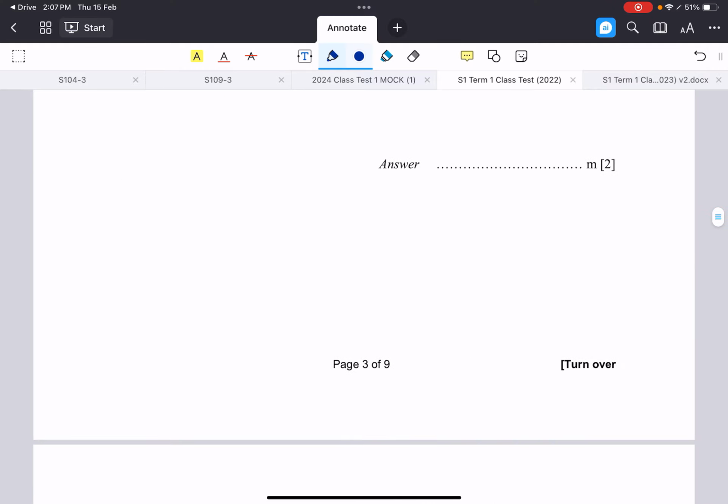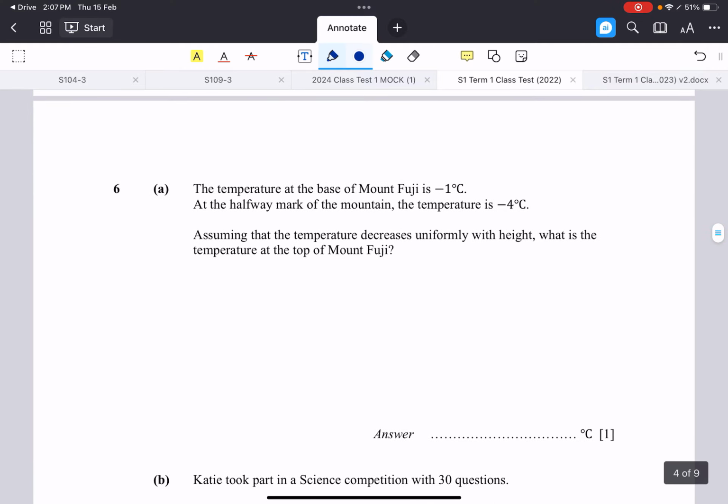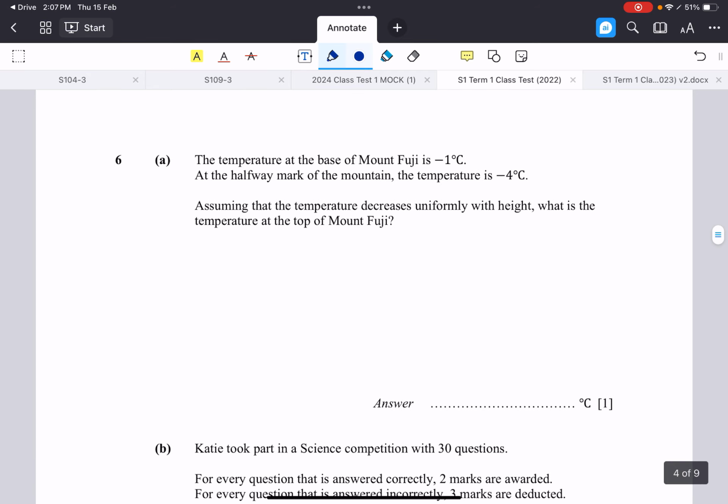Right, next question. Well, next question, it says the temperature at the base of Mount Fuji is negative 1 degrees Celsius. At the halfway mark, it is negative 4. Right, assuming that the temperature decreases uniformly with height, what is the temperature at the top of Mount Fuji?